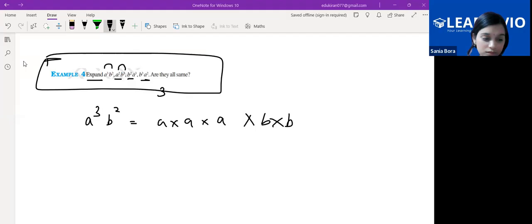Ma'am, I don't understand this. Okay, do one thing. Just expand all the numbers. That's it. You know, expanding A raised to the power 3. So A multiplied by A multiplied by A. Just expand it, then I'll tell you. Okay?